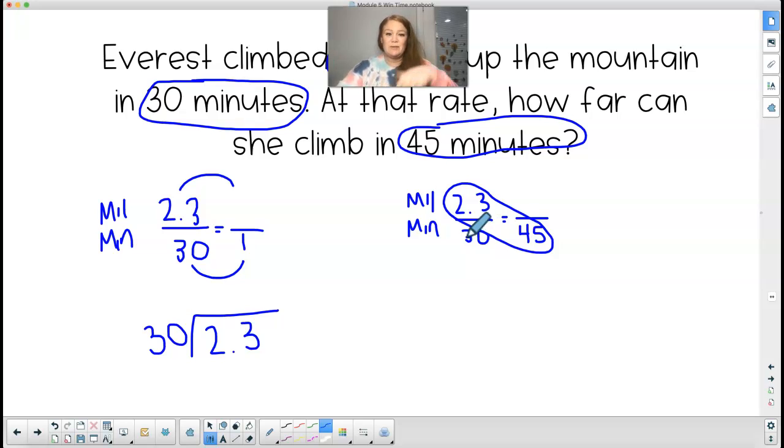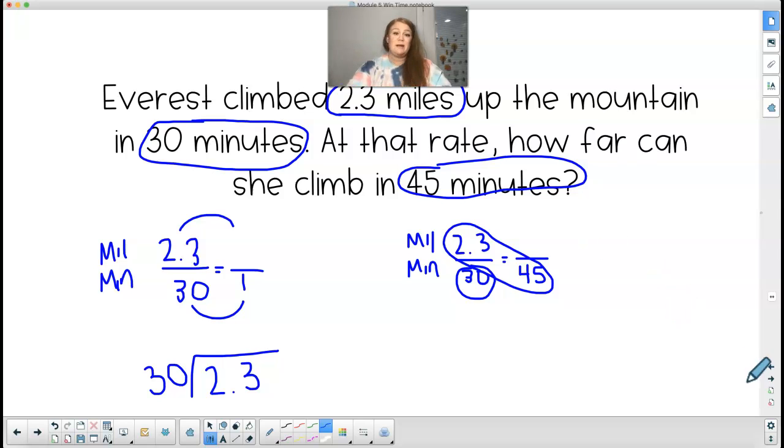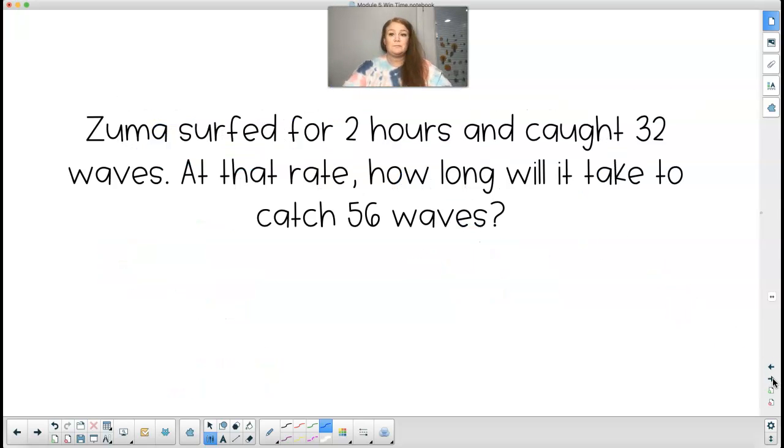It's just like counting by threes: 30, 60, 90, 120, 150, 180. So it's just 3, 6, 9, 12, 15, 18, but with a 0 at the end. So it's really not too terrible. After I multiply 45 times 2.3, when I divide it by 30, that will give me my miles all by themselves. So either way, same answer. Go ahead and do that, and then come back when you're ready to do the next one.